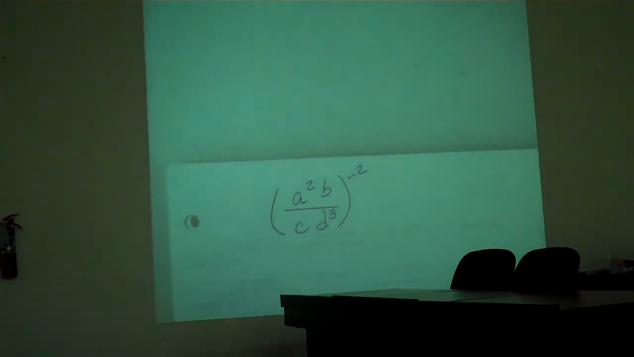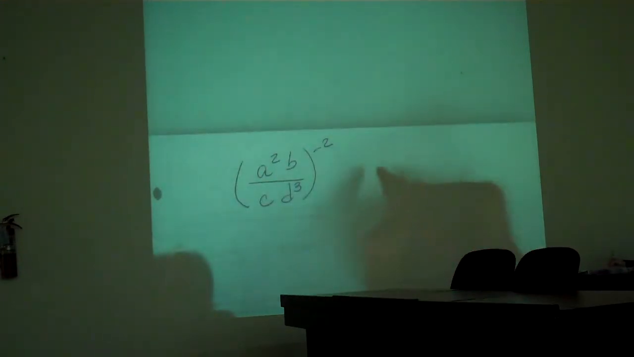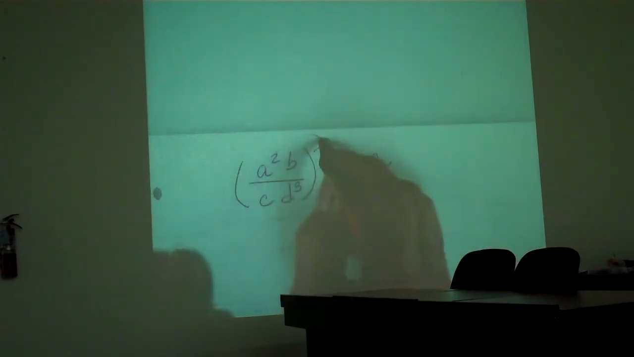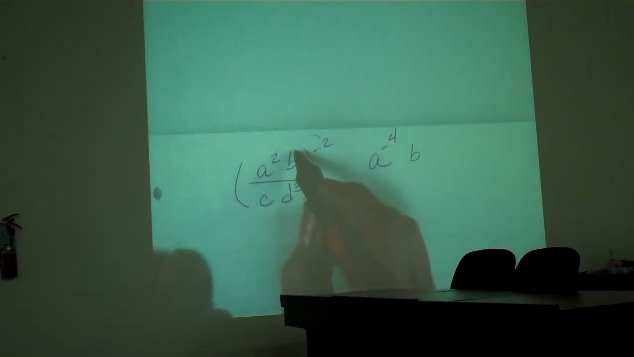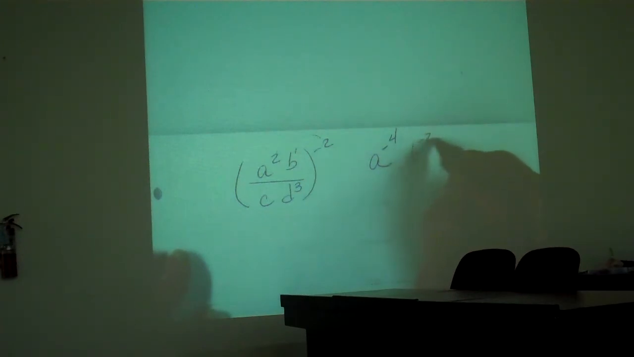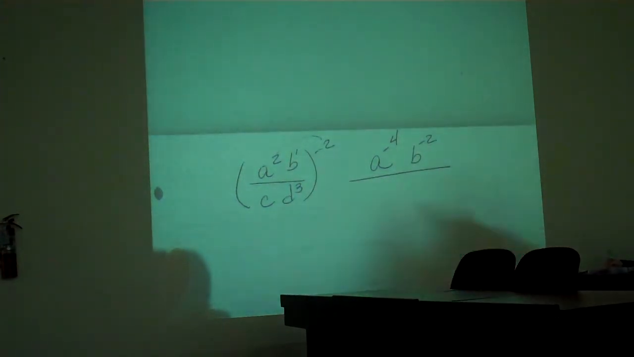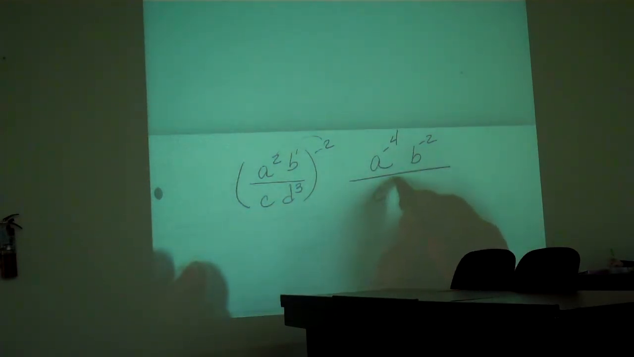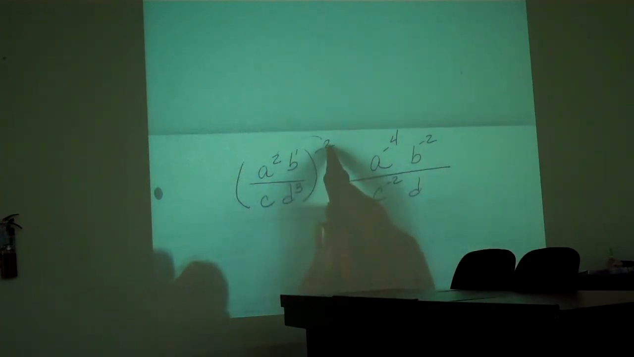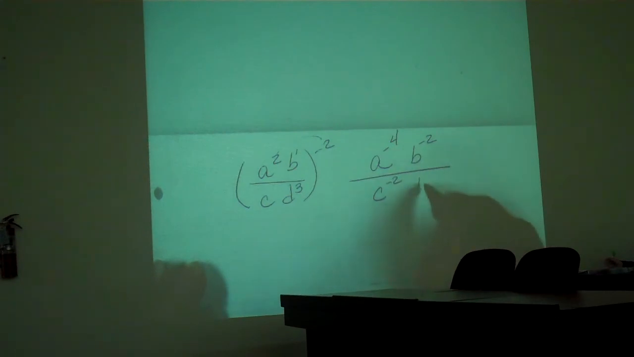Okay, all of those to the negative 2. Let's go ahead and multiply negative 2 times every exponent. 2 times negative 2, negative 4, right? This would be B to the 1. 1 times negative 2 is negative 2. And then C to the negative 2 would be just C to the negative 2. The D is 3 times negative 2. 3 times negative 2 is negative 6.